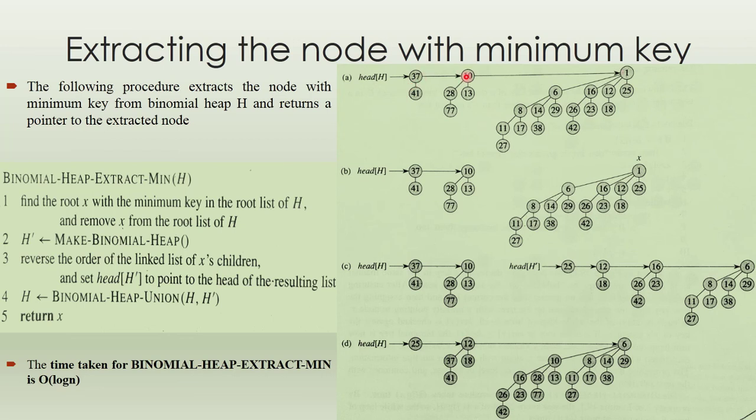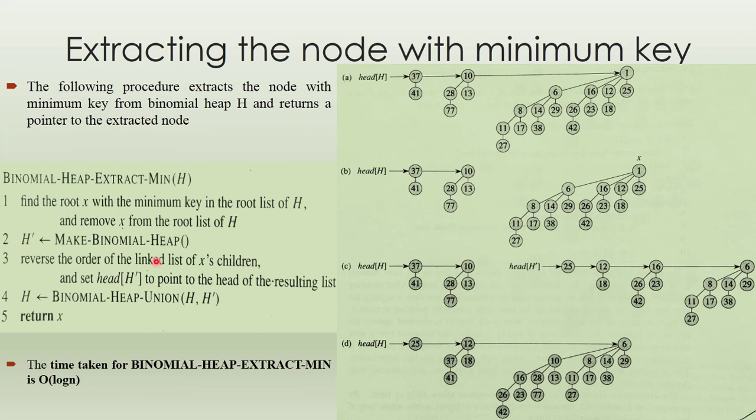So in this example, this 1 will be the node with minimum value. So first find 1 and remove it from the root list. So I will get a structure like this. That 1 is removed from the root list. Now the root list contains only 37 and 10. H' equal to make binomial heap. So this make binomial heap will create an empty binomial heap.